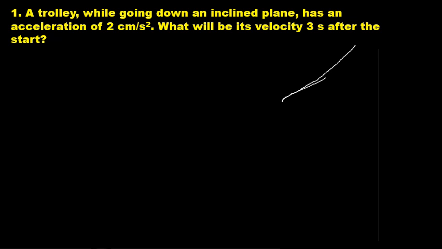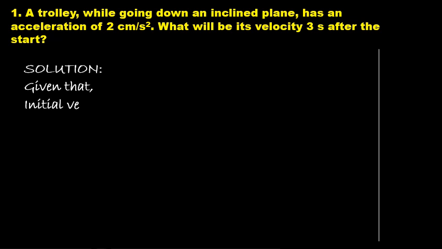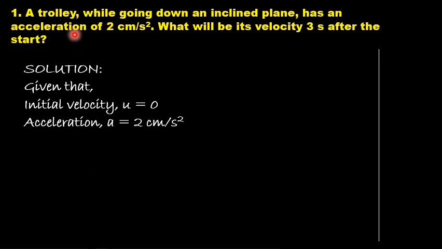At the top of the inclined plane it starts from rest, so its velocity there is 0. That's why we will take the initial velocity of the trolley to be 0. Whenever we solve such numerical problems, we always have to first write all the given quantities. Like initial velocity, as I told you just now, it will be 0. The acceleration is given in the question, 2 centimeter per second square.